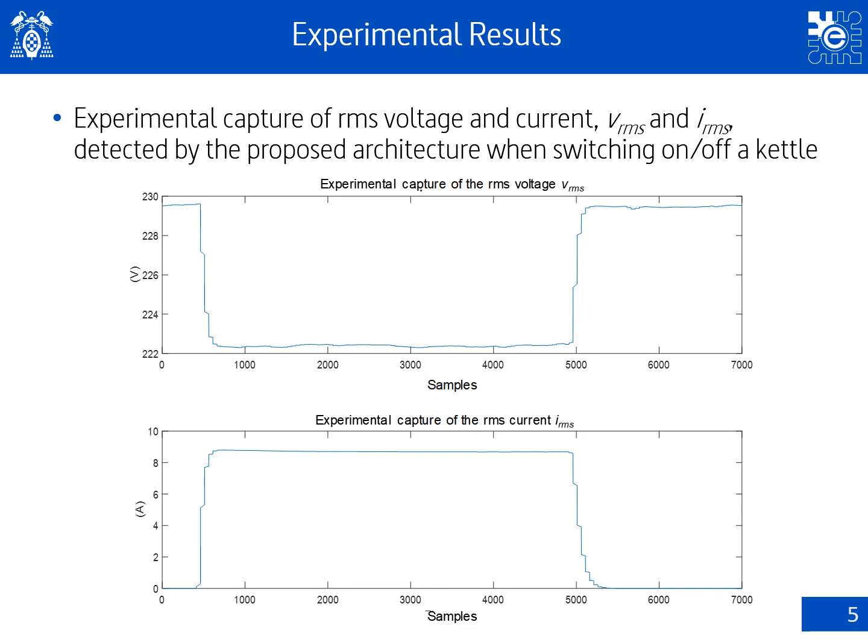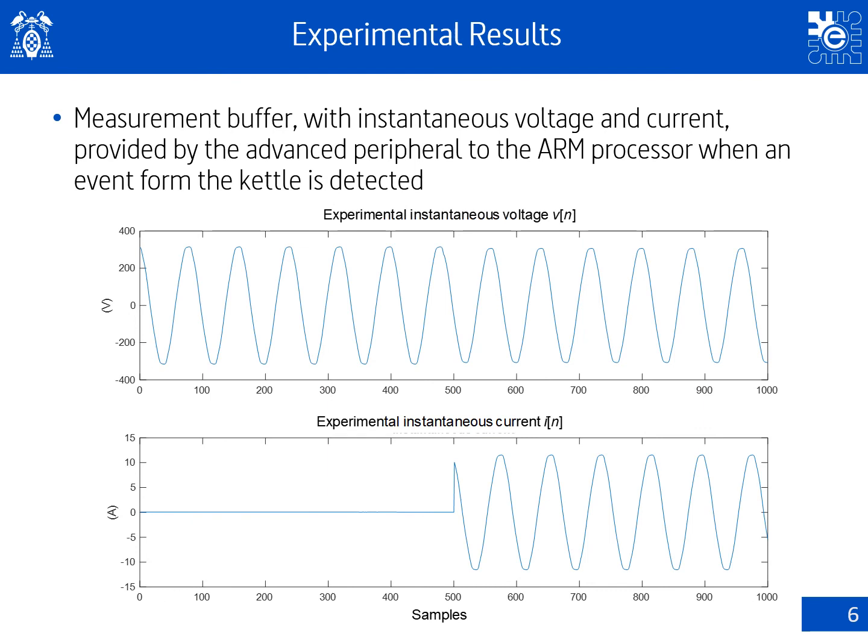As an example, here you can see an experimental capture of the switching on and off of an electrical kettle, where it is possible to identify the slopes up and down for the different connections, particularly in the RMS current shown below. In the same way as before, here you can observe the buffer acquired for the instantaneous current and voltage for the on event of the kettle shown before. It is clear how the current becomes different from zero at the moment of the switching on.